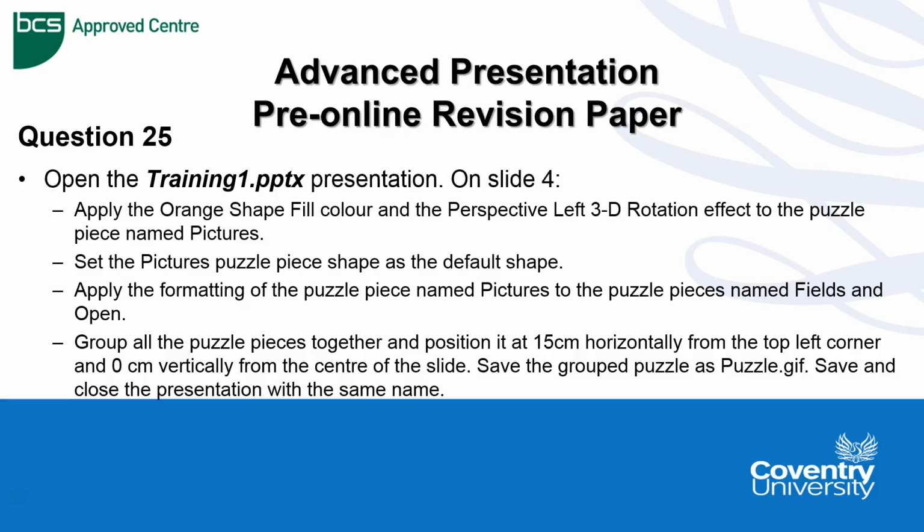So it wants us to apply an orange shape fill colour and perspective left 3D rotation effect to the puzzle piece named pictures, and then set those effects that we've done on that piece as a default shape. Then it wants us to apply the formatting of that puzzle piece onto two other pieces named fields and open, group all the puzzle pieces together, and then position horizontally 15 centimeters from the top left corner and 0 centimeters vertically from the center of the slide. Finally, it asks us to save the group puzzle picture as puzzle.gif. Save and close the presentation. So quite a lot to do, so off we go.